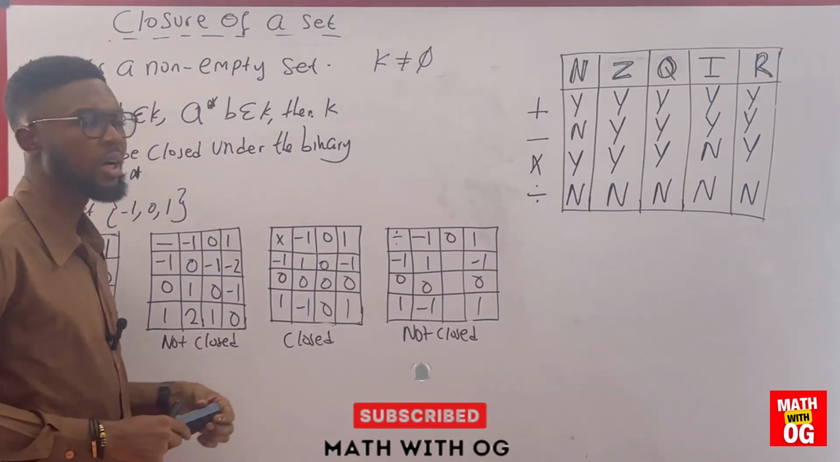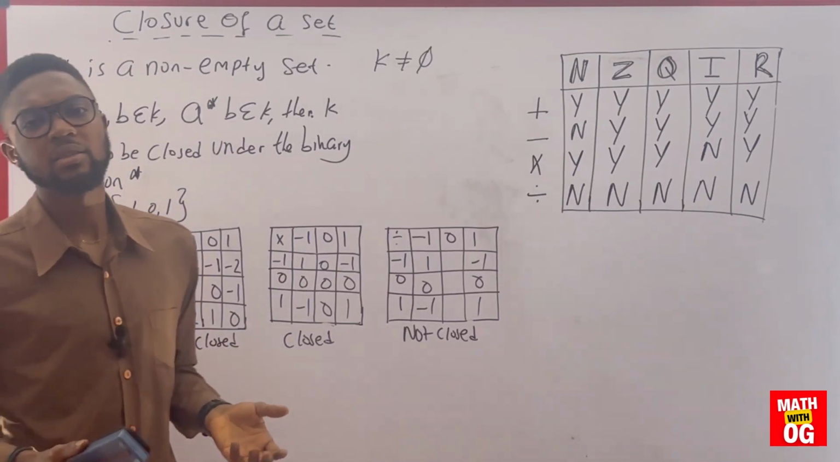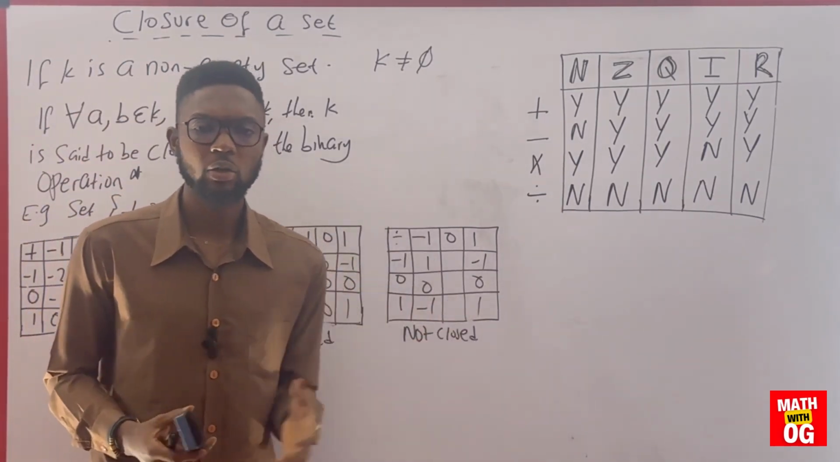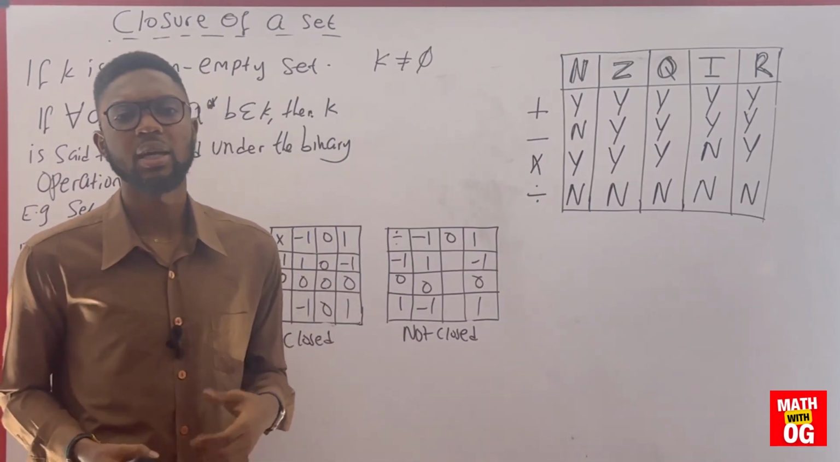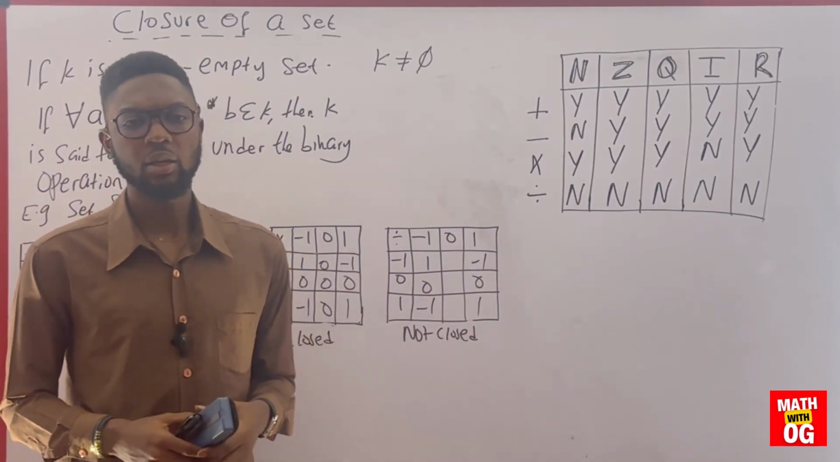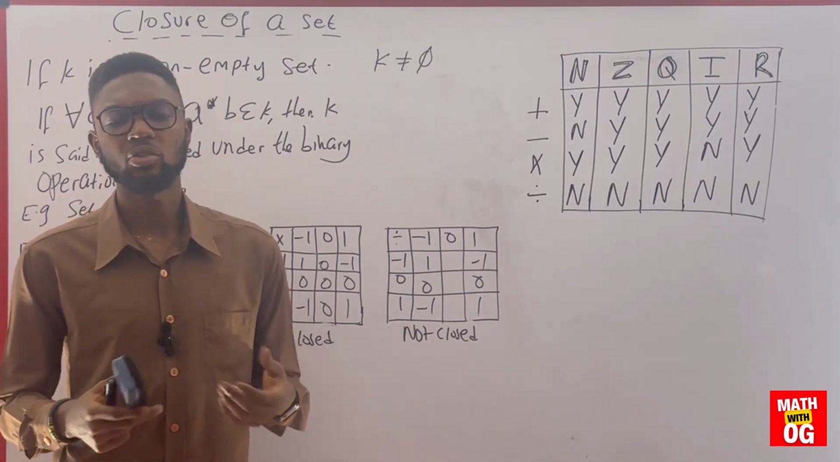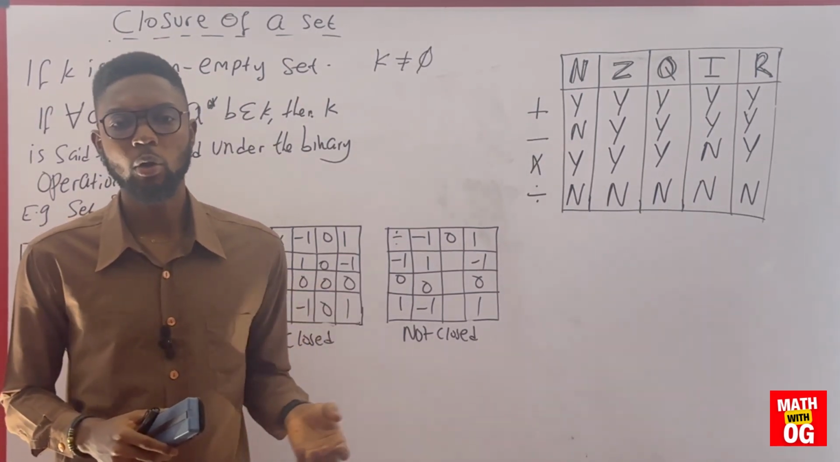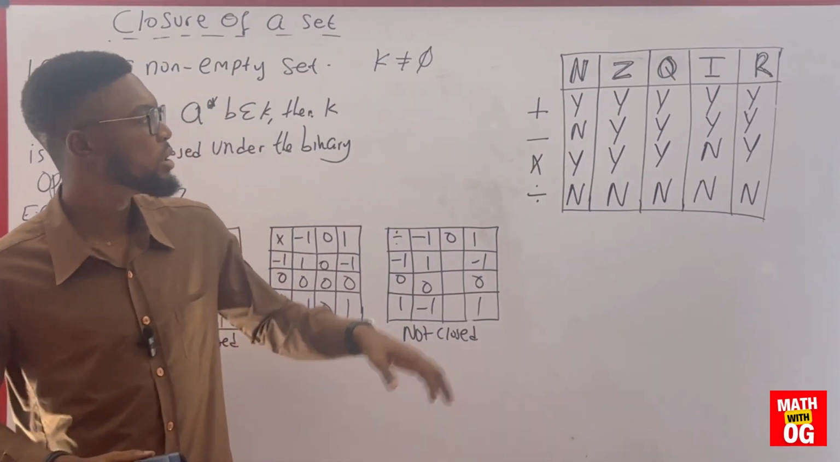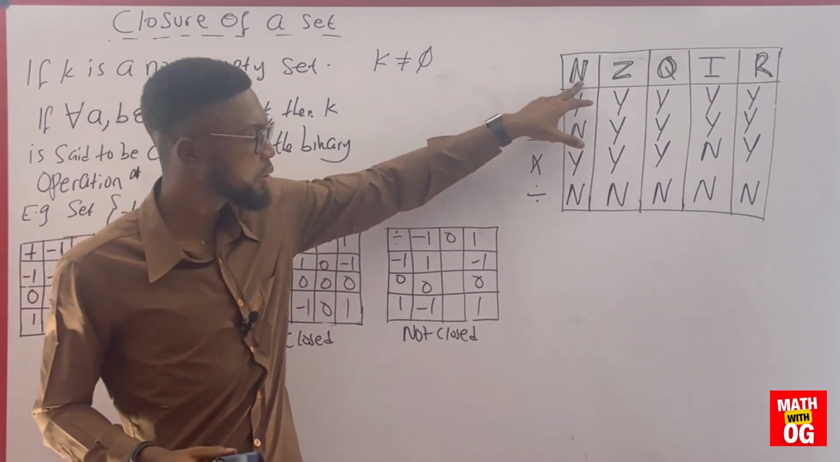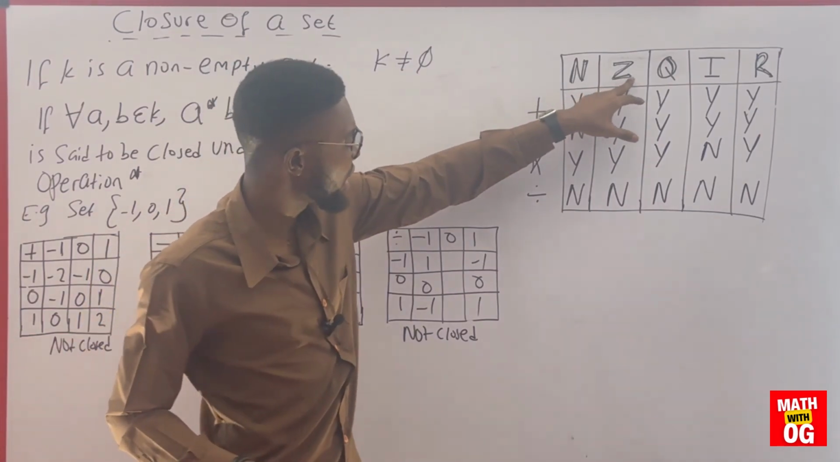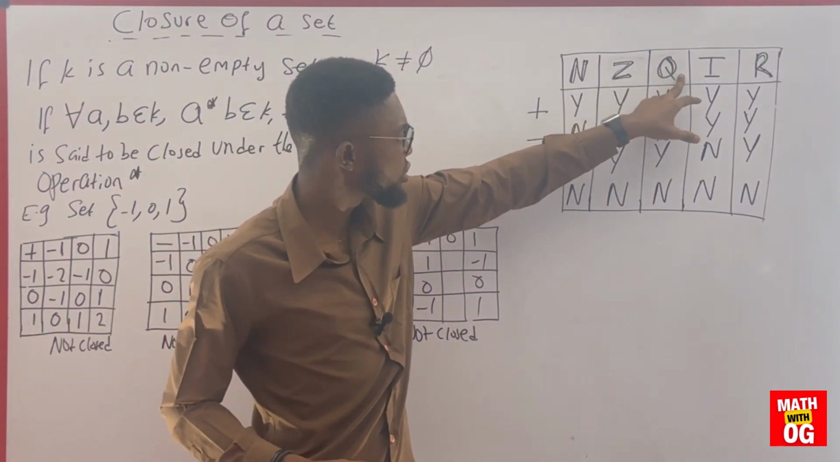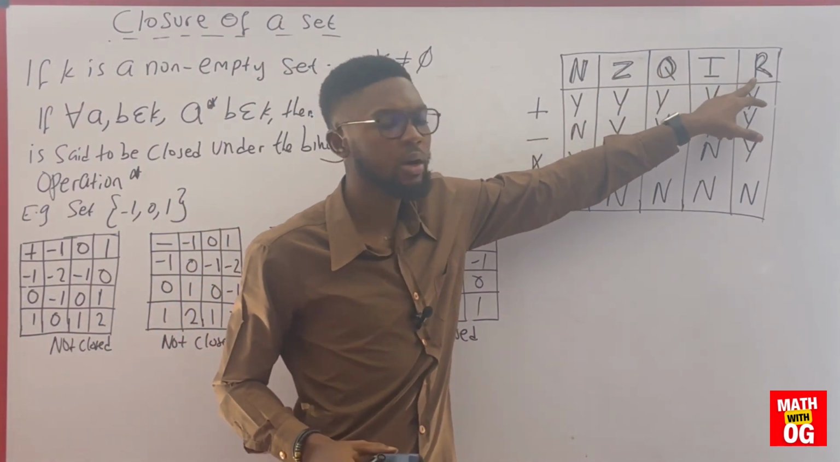So which other ways can you see your question? You can be asked, are your natural numbers, your real numbers, your rational numbers closed under multiplication? Are they closed under division? Are they closed under addition? Even down to your prime numbers, your even numbers, your odd numbers. So in this case, I'm focusing on natural numbers, integers, rational numbers, irrational numbers, and real numbers.